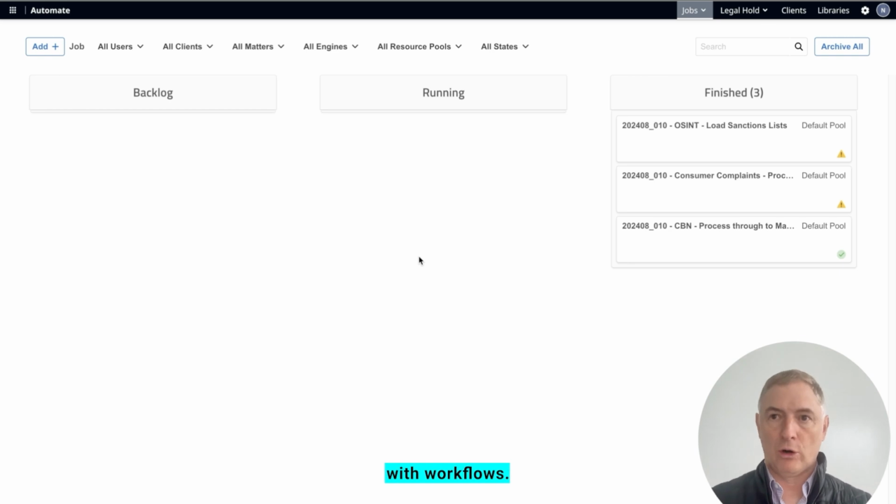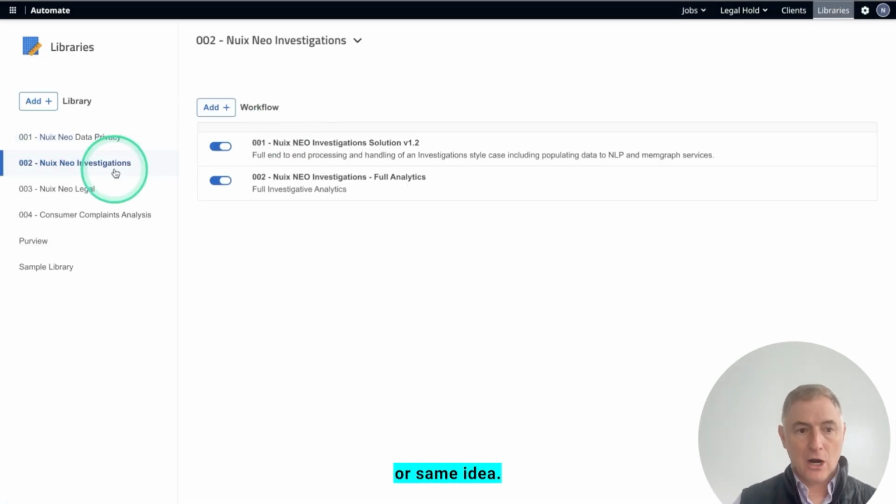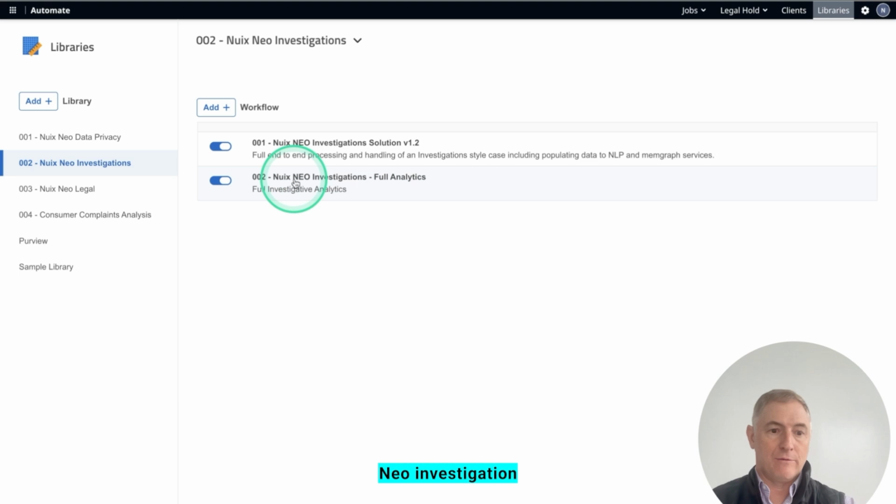So again, solutions start with workflows. How do I process that data? How do I get it into a format in which I can start to work with it and understand it? And what are all of the types of intelligence and artificial intelligence that I can apply to get to the right things that matter most? So again, same idea. We're going to now use the Nuix Neo investigation solution.